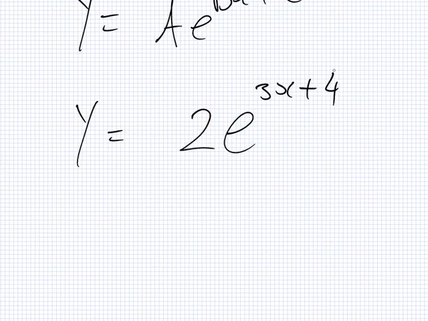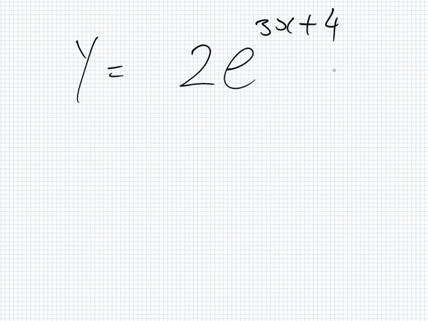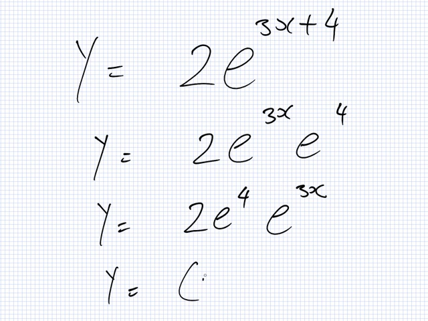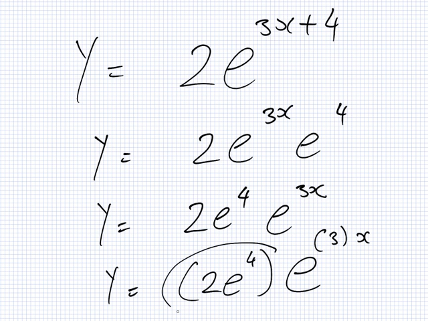Well, for example here, what you could do is a small rewriting. You could write this as 2e^(3x) times e^4. So y equals 2e^4 times e^(3x). So y equals this number, 2 times e to the power 4, times e to the power 3x. And you realize it's the same form. This is like the a, it's just a number, and this is like the b.